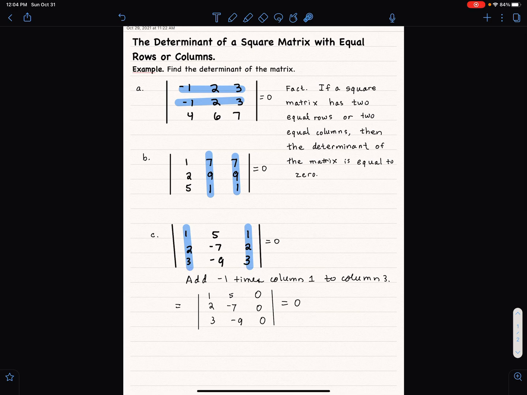So that's one way to explain it. There's other ways to explain why this is true, but that's one way to explain this statement.